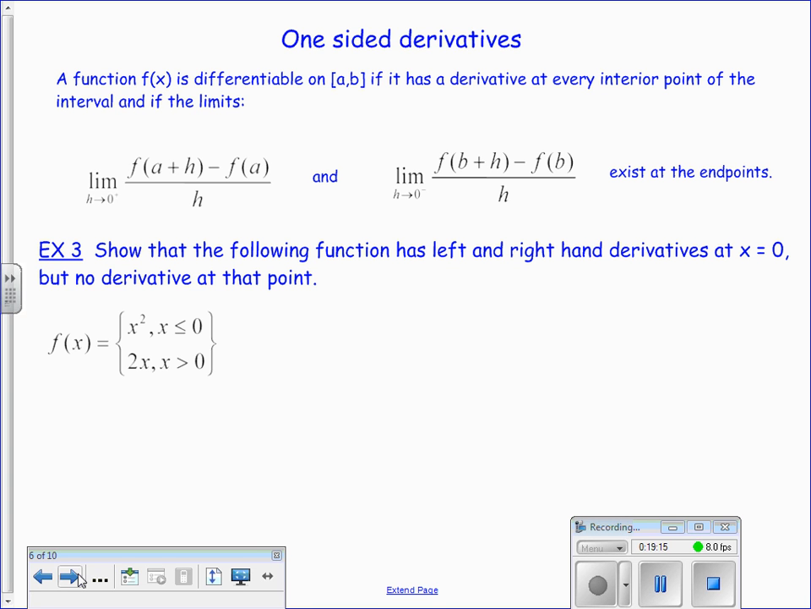A function f of x is differentiable on the interval from a to b if it has a derivative at every interior point of the interval, and the limit as h approaches 0 from the left, and the limit as h approaches 0 from the right, exists at the endpoints.